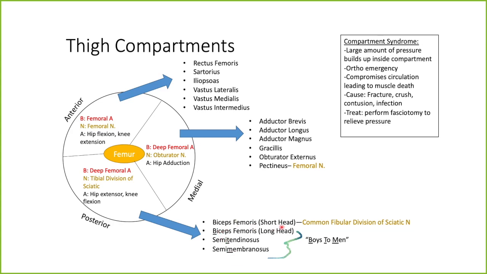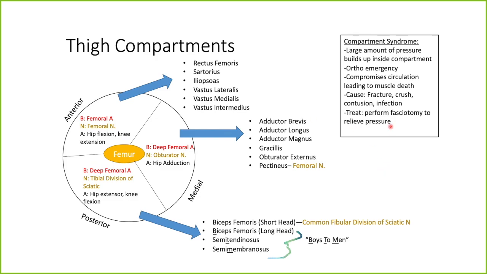Our biceps femoris short head, instead of going on the medial side with these guys, is going more laterally, and it's going to be innervated by our common fibular division of the sciatic nerve. And our fibula is going to be on the lateral side in our leg, so it kind of makes sense that it's getting fibular instead of tibial. Just like a clinical correlate, that's not super important now, but it will be.